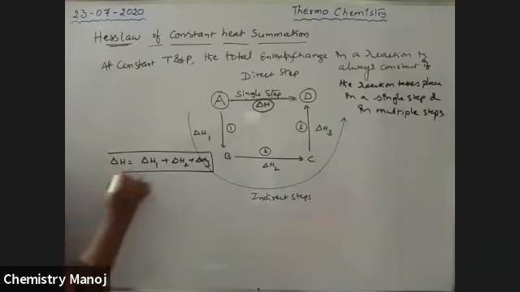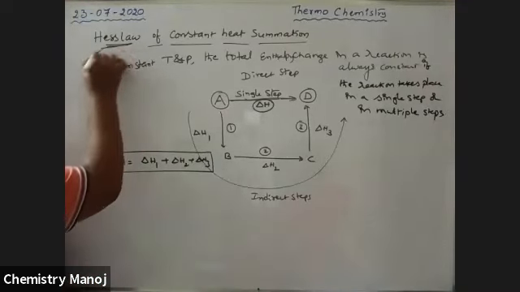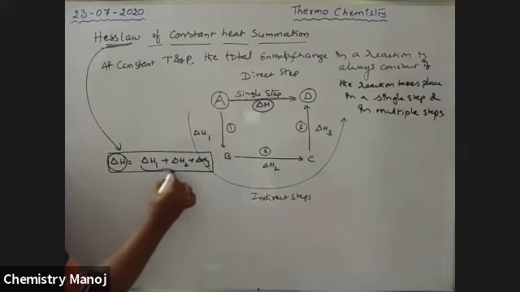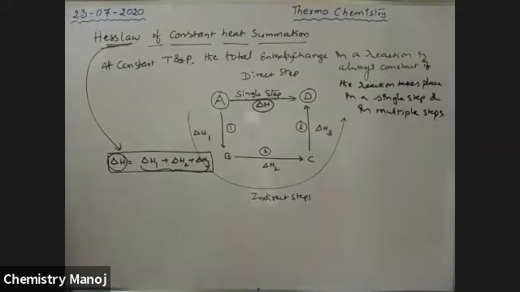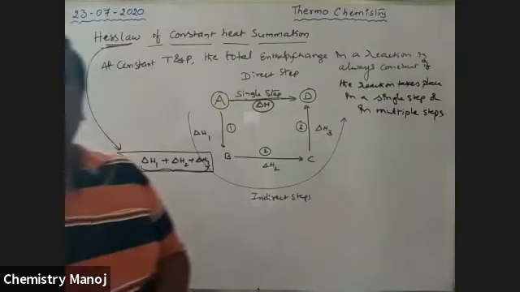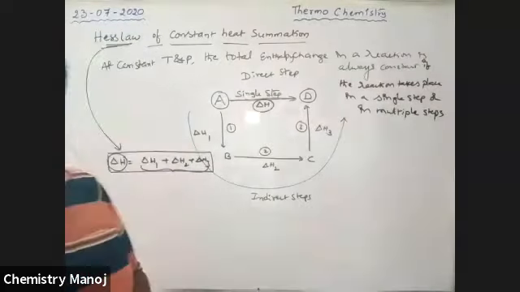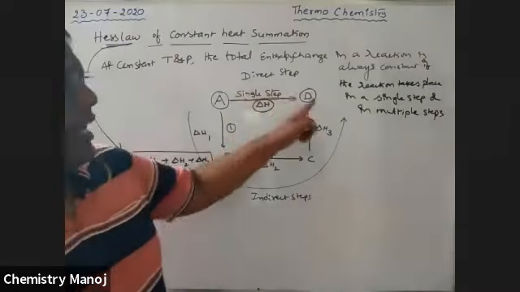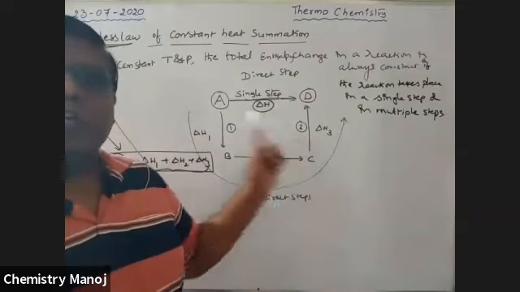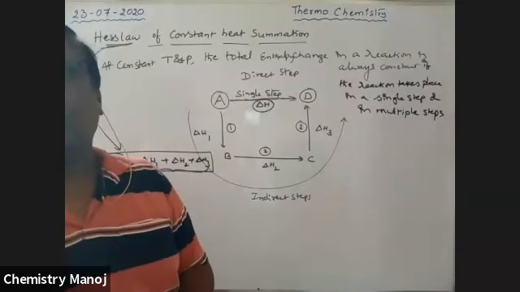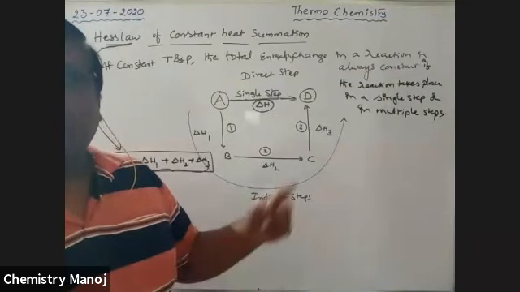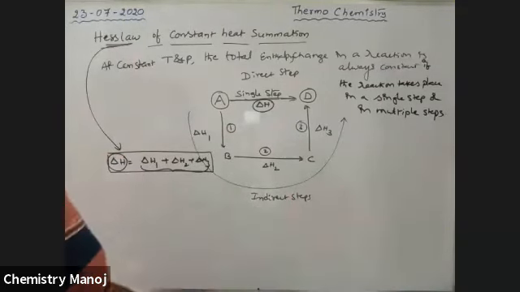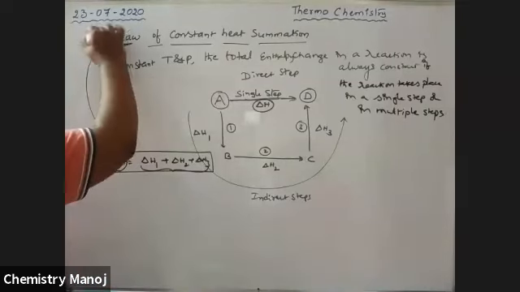This is according to Hess law of constant heat summation. That means the direct step energy is equal to the sum of the multiple steps energy. See boys, if the reaction takes place in a single step or in multiple steps, the total heat change in the reaction is always constant. This was given by the scientist Hess. That is why this law is called Hess law.